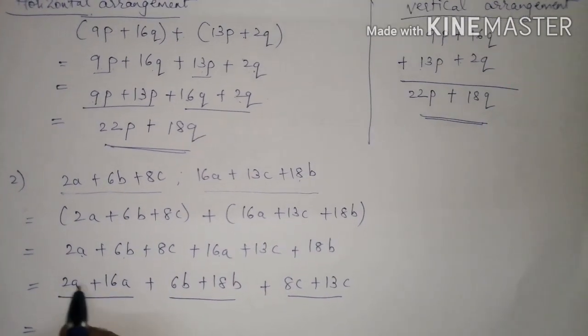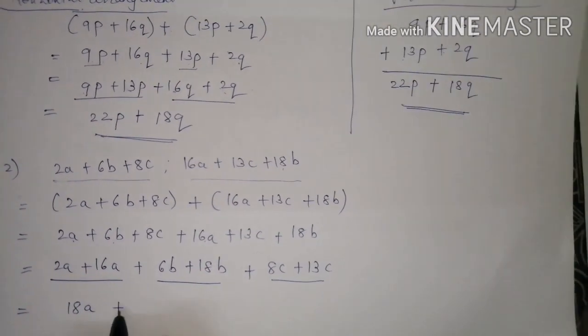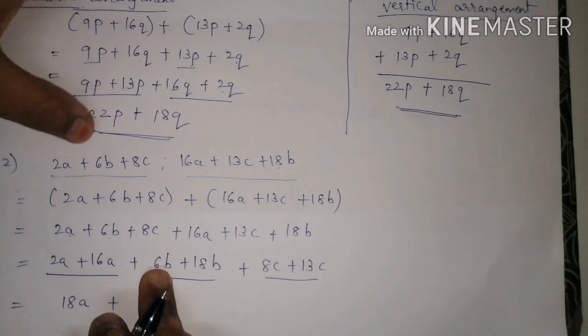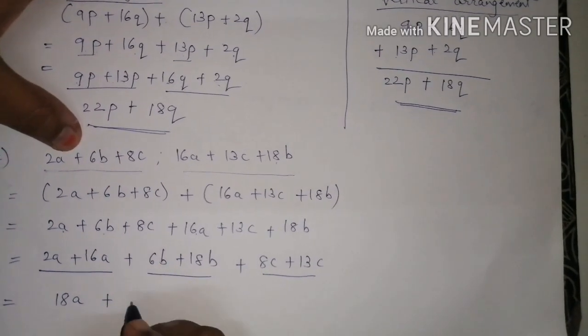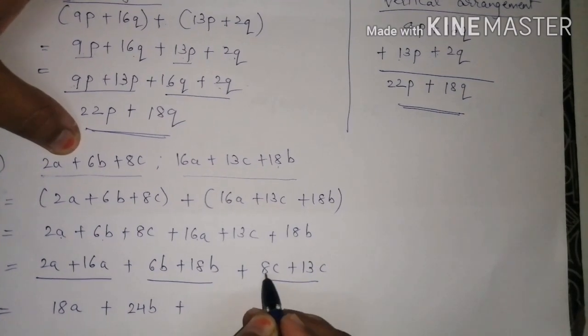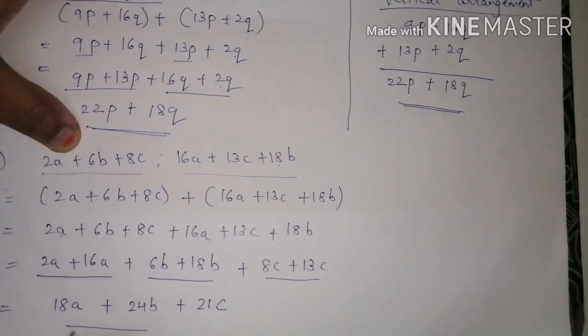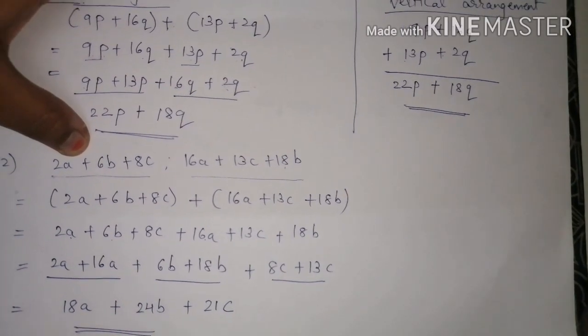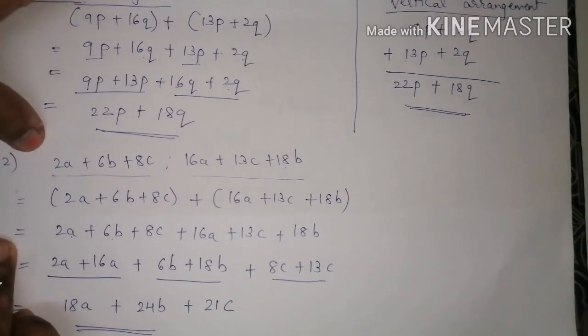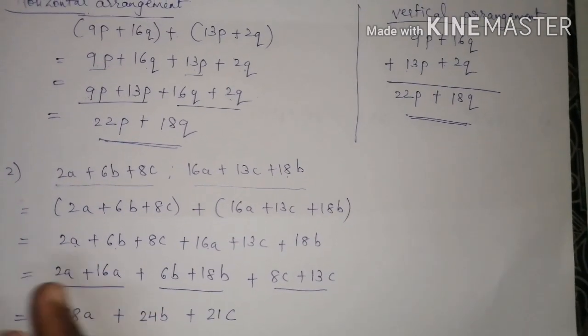Add the numbers: 16 plus 2 is 18. 18a, the alphabet is written one time only. Plus 6 plus 18, 18 plus 6 is 24, so 24b. Plus 13 plus 8 is 21, so 21c. So this is our final answer. This was in the horizontal method. Similarly, we can solve it by vertical also. Any one you can solve it.